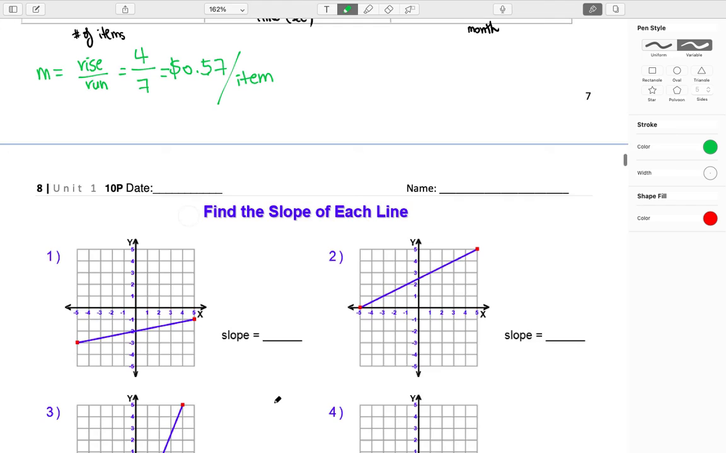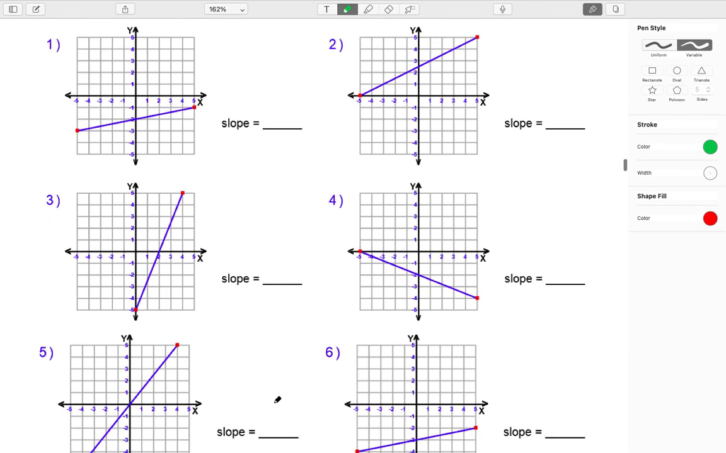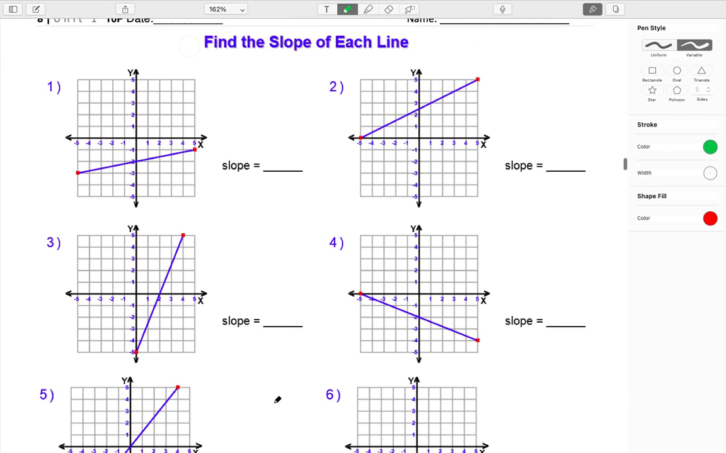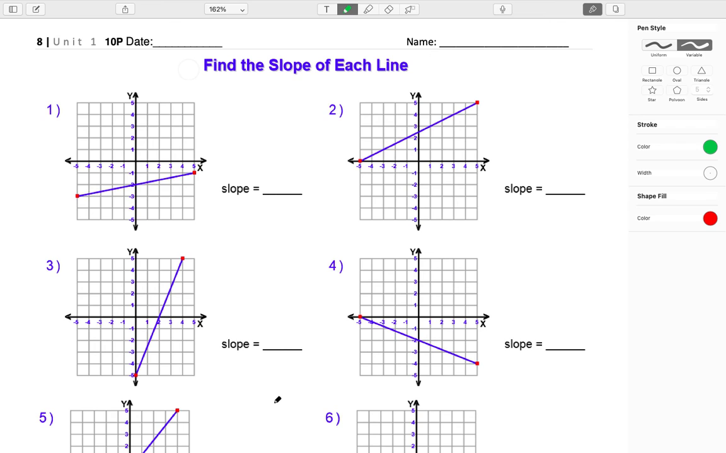Okay, so for this one, it's exactly the same thing. This is a practice one that you could try. So what you have to do is find the slope, and then for the second part, you are going to write down the equation. So let's try example 1. So we need to find the slope here. In this case, the 2 points are very clear. So I'm going to make a triangle connecting the 2 points.